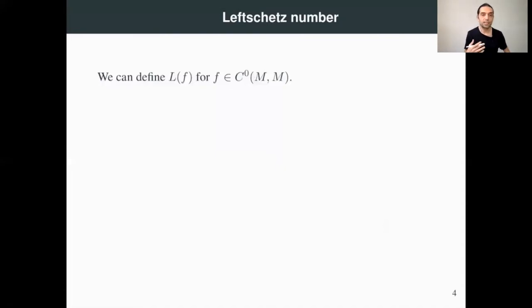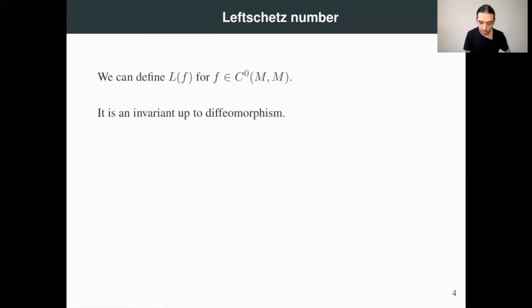We can define the Lefschetz number for a continuous map. We are going to proceed as we did for vector fields, by deformation. It is an invariant up to diffeomorphism. That's clear if the diffeomorphism preserves orientation, but it is true even if it's orientation reversing.